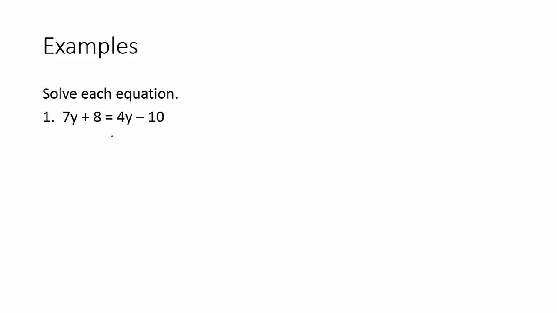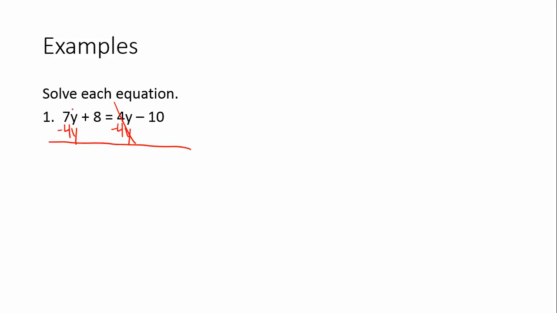The question is, how do I move it over there? Well, it's a positive 4y, so I'm going to subtract 4y to the other side. And you'll notice that I write it right underneath the y because that's the term I have to combine it with. I can't combine the 4y with the 8 because the 8 doesn't have a variable. So those are going to cancel.